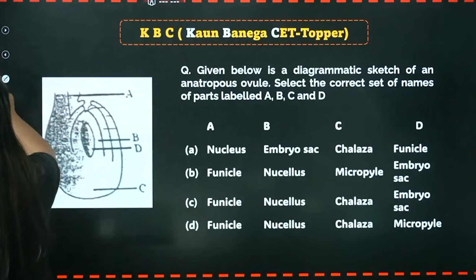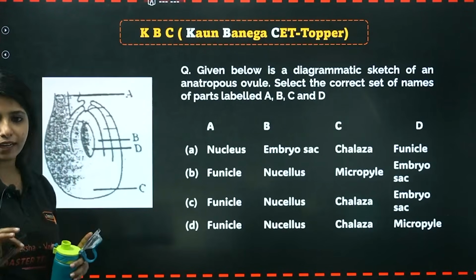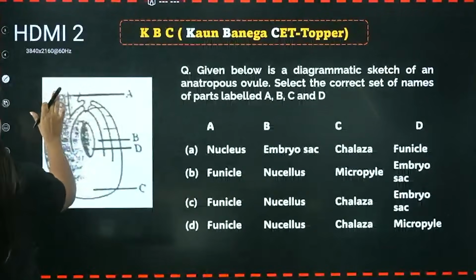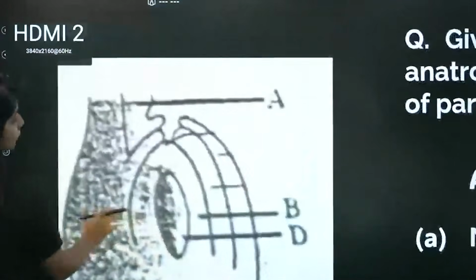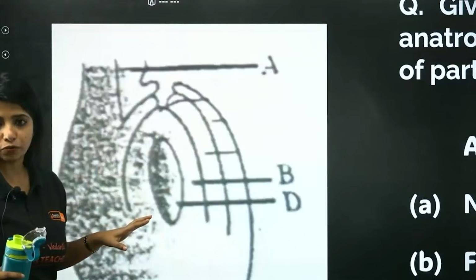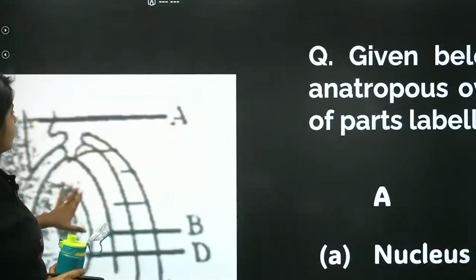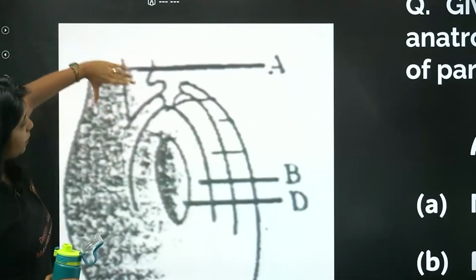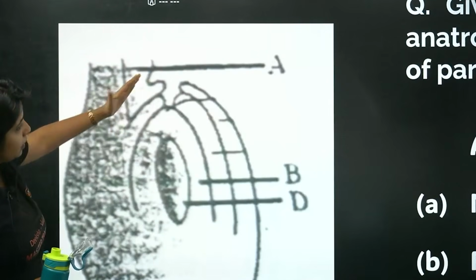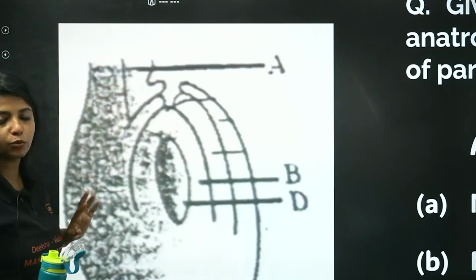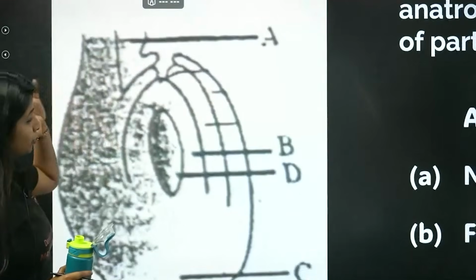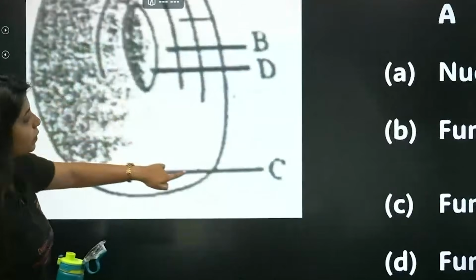Fine. I was thinking I'll show you the picture. So there's an easy way of getting this answer correct, so listen to me very carefully. First of all, in this particular picture, as I told you, this is an anatropous ovule, and they had clearly put that over here. In the anatropous ovule, this part that you see is known as the funicle. The funicle is attached over here, and the part where the attachment happens is known as the hilum.